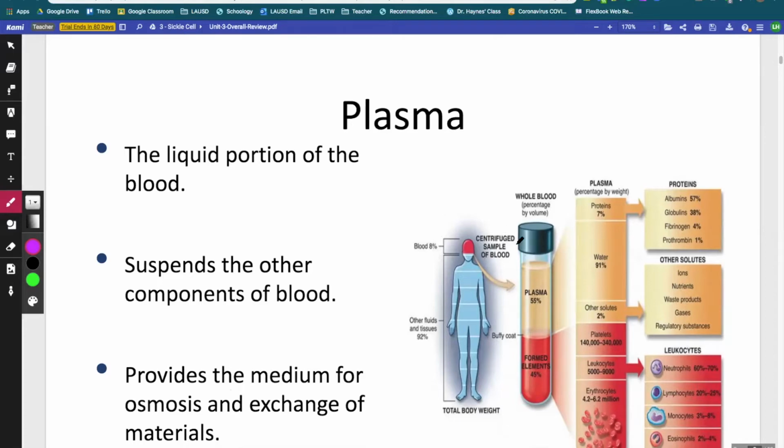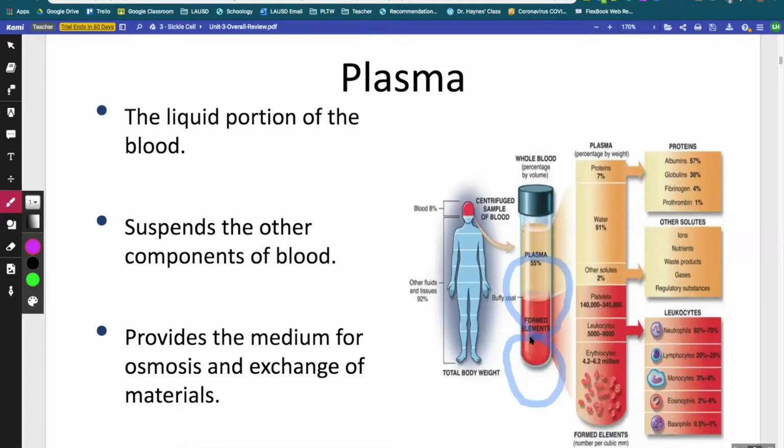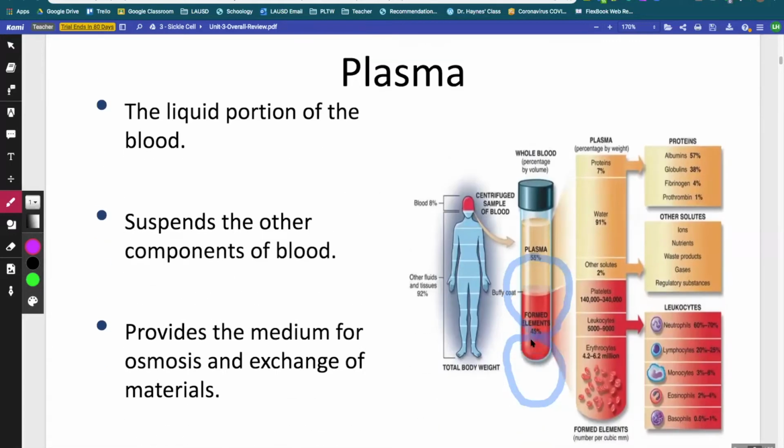When you take blood and you centrifuge it, remember a centrifuge is something that spins really, really fast. It takes heavy things, and heavy things go down to the bottom, and light things are at the top. So with blood, when you centrifuge it, you get this plasma at the top. But then you get all of the red blood cells and platelets and leukocytes, which are white blood cells.